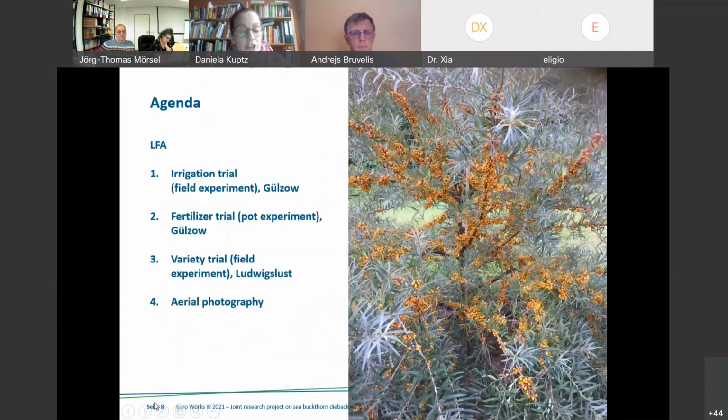Now I'd like to introduce our work in Gülzow. We are doing different trials. The first one I will talk about today is the irrigation trial in the field, and I also give a short impression of our fertilizer trial and as well a variety trial in Ludwigslust. This is in Nordschart where Seabuckthorn is grown and cultivated. And finally, I show some pictures of aerial photography we are doing together with Mr. Roach from the Berlin University.